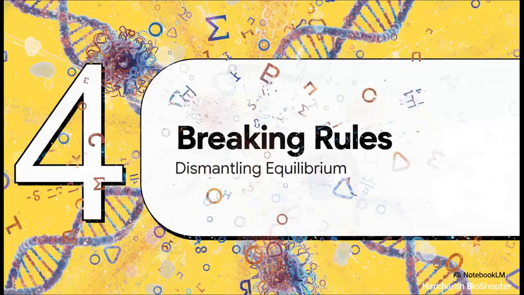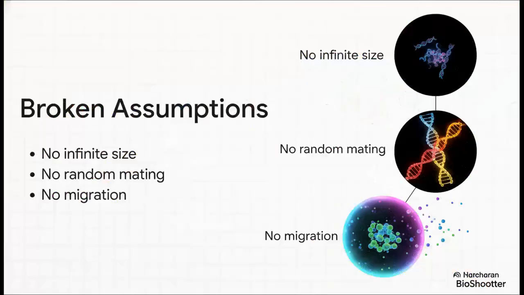Section 4. Breaking evolutionary rules. Dismantling Hardy-Weinberg. What's really wild is that this survival story systematically dismantles the Hardy-Weinberg equilibrium. In biology, Hardy-Weinberg is the baseline mathematical rule for a population that is not evolving. But our founders absolutely wreck the 3 main assumptions.